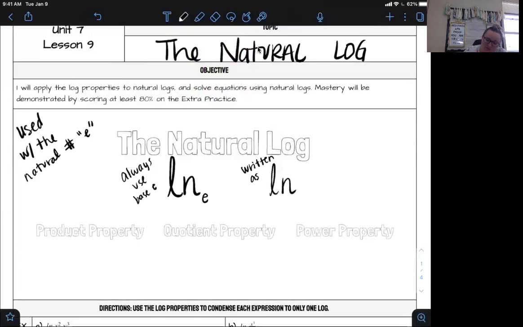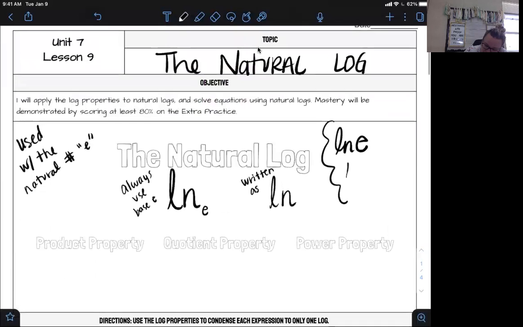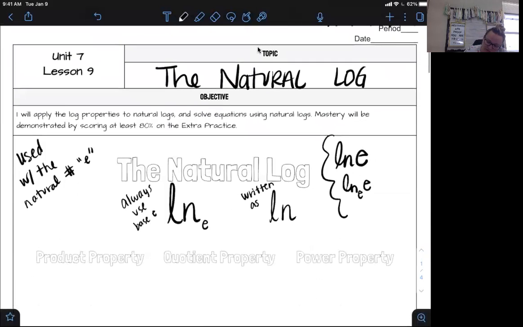All right. So anytime you have the natural log of e, that means that you would have the natural log base e of e. And what do we know about logs where the base matches what's in the log? Those logs are always equal to 1. Because that means that e to the first is e, which is true.